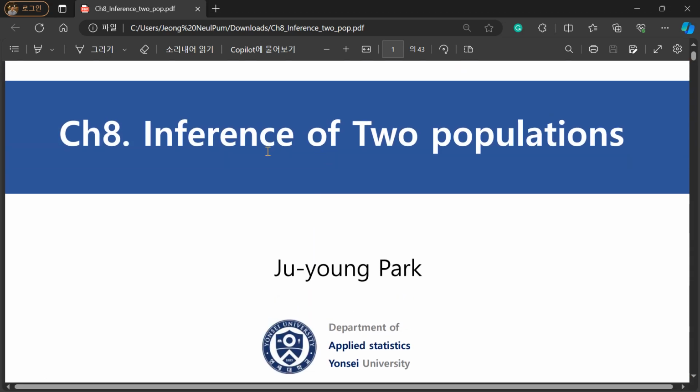Hi, so this is our practice for chapter 8, and I think chapter 8 is the most important and most difficult chapter in our class this semester. So I think you should be careful of the contents and any grammar in the R programming related to using this chapter 8 material.